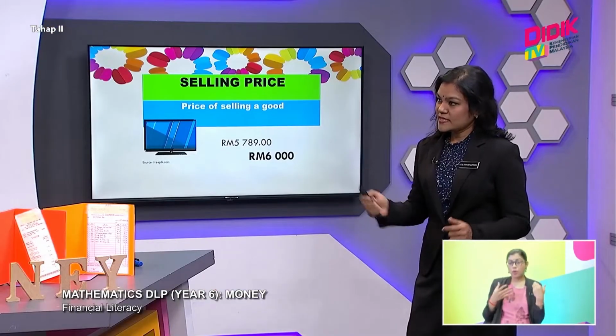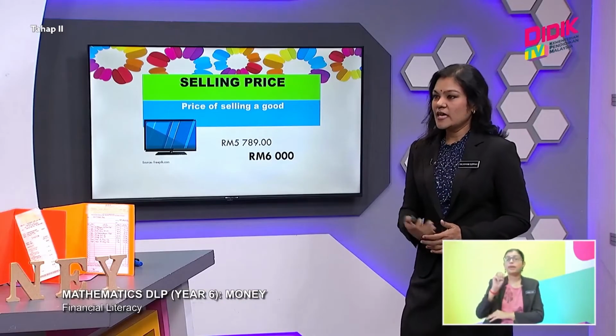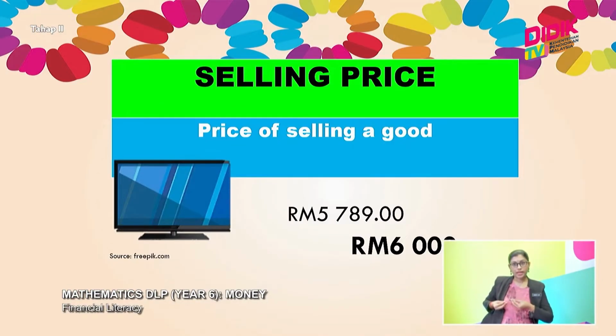And we also have selling price. What is the selling price? So the selling price is what we pay for in the shops. Yes. Once the seller gets the goods with the cost price, he will determine the selling price. So the selling price is the price of selling a good. Just now the same smart TV you can see there. Now the selling price becomes 6,000 ringgit.